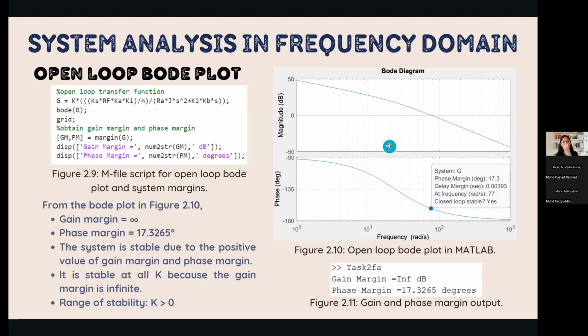So now we're going to analyze the system in frequency domain. And in frequency domain, these two lines are just extra, just for me to double confirm the gain margin and phase margin. So from the generated Bode plot, we can see that the phase margin is 17.3 degrees, and it occurs at the frequency 77 radian per second. So the gain margin is infinity, and this is because the system is stable at all values of K. So this means, as I said, no matter how much K increases, the gain margin will still be positive. So the system is always stable.